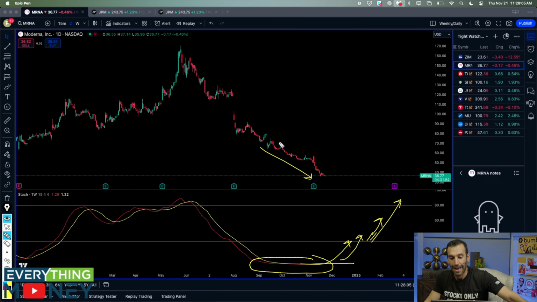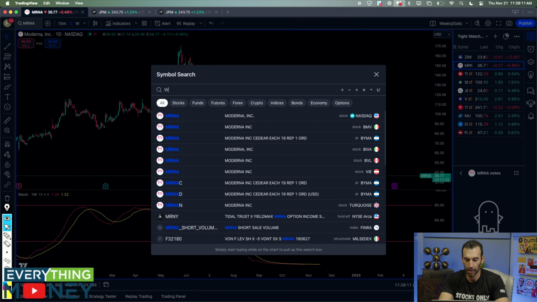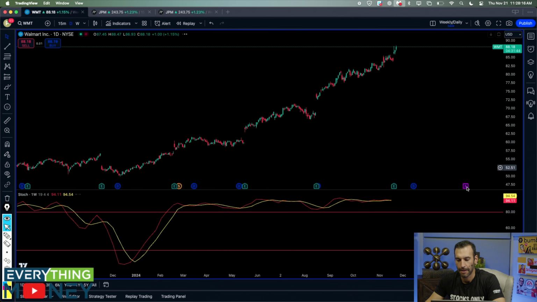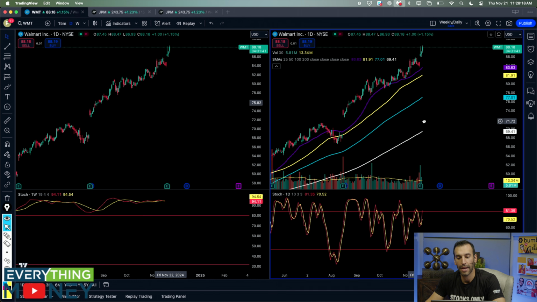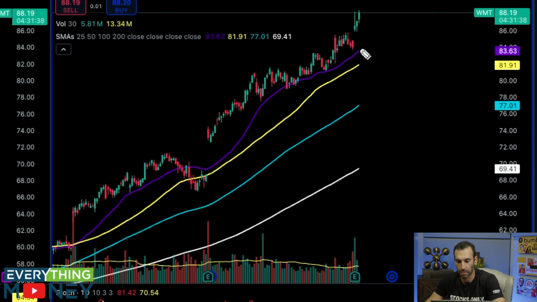Now, conversely to that is a power stock. Power stocks in today's market are incredibly rare. I only know of one, so I'm going to pull it up as an example. It is Walmart. A power stock is a stock that is making a new 52-week high and over all four major moving averages. So the stock price is above the 25, it's above the 50, it's above the 100, it's above the 200, and it's making new 52-week highs.